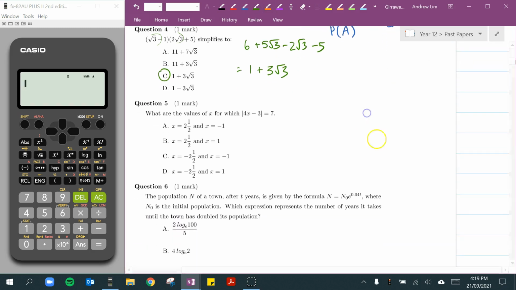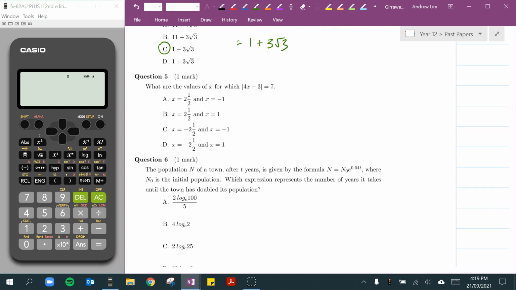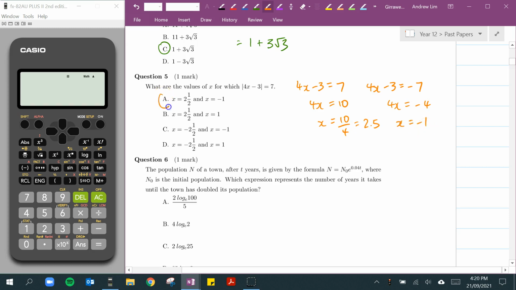Question 5. What are the values of x for which the absolute value of 4x minus 3 is equal to 7? So I'm going to make this 4x minus 3 equal to both 7 and negative 7. I'm going to solve both of these equations. 4x is equal to 10, x is equal to 10 over 4, which is 2.5. 4x is equal to minus 4, x is equal to negative 1. So the answer is A.